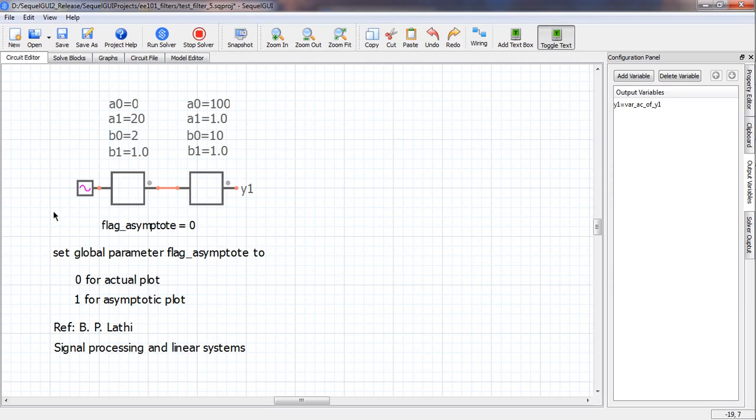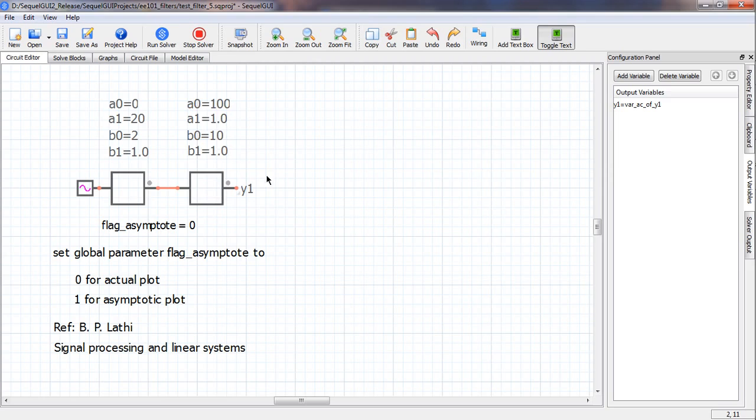Let us now look at a similar example of computing the transfer function. This element is called filter Z1P1. That means it has 1 zero and 1 pole, and this block is also the same, filter Z1P1. And the net transfer function from the source to the output is the product of this transfer function and this transfer function. So that is 2 zeros and 2 poles altogether.